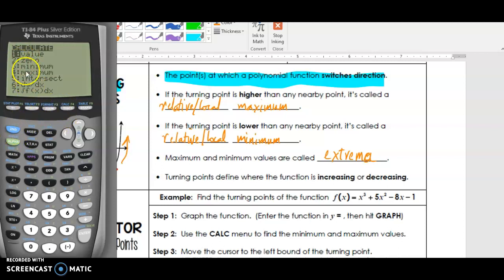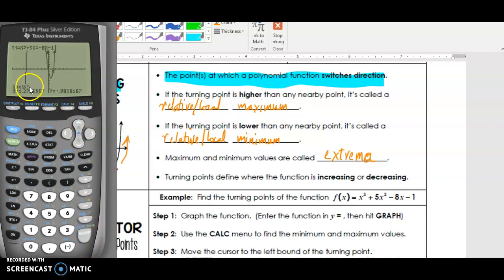You would do second and trace and then move down to the minimum first, because that's the first thing. Now it'll ask, where is the left bound of the minimum point? We know that it is right here, so the cursor is already placed on the left side of the minimum. I would say okay, let's take that as the left bound. Then it asks us to move the cursor to the right bound of that point, so I'll move the cursor to the right side of the minimum point and press enter.